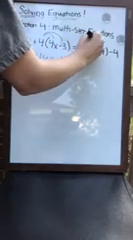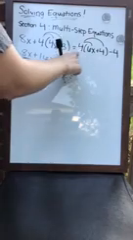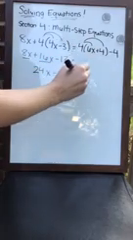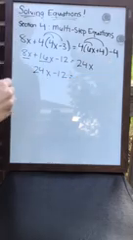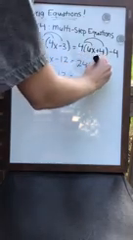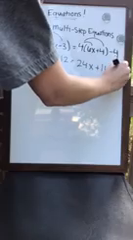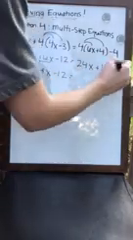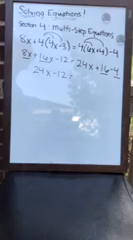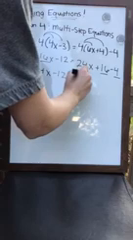Again, I'm going to distribute this 4. So 4 times 6 is going to give me 24x. And then 4 times 4 gives me a positive 16. Bring down the -4. These are my like terms. So positive 16 minus 4 is going to give me a positive 12.